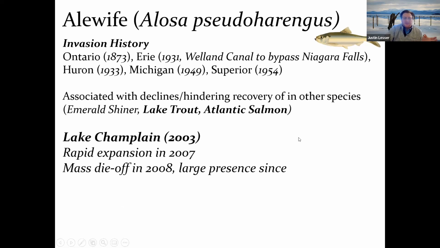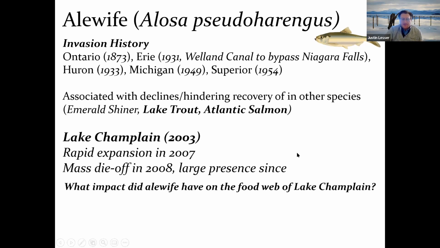Right. So then in 2003, 50 years after the Great Lakes, they started showing up in Lake Champlain. They increased in numbers through 2007, where there was a huge rapid expansion. There's a pretty big die-off in the south part of the lake the next year, but they're a known presence. They've been here since then. So much more recent of an invasion than in the Great Lakes. And so the question that I've been trying to answer and that a lot of people want to know is what impact they have on the food webs of Lake Champlain, right? We have this information of how they impacted the Great Lakes. How exactly did they do it here? Is it the same? Is it different?